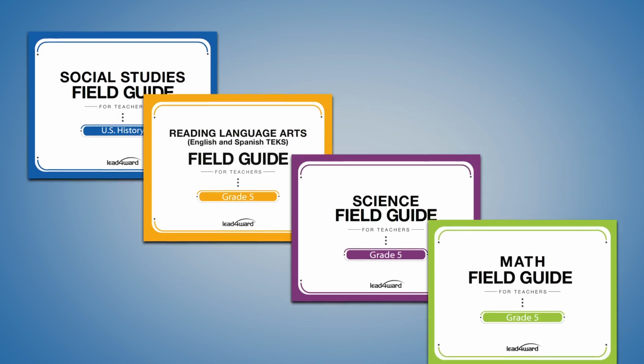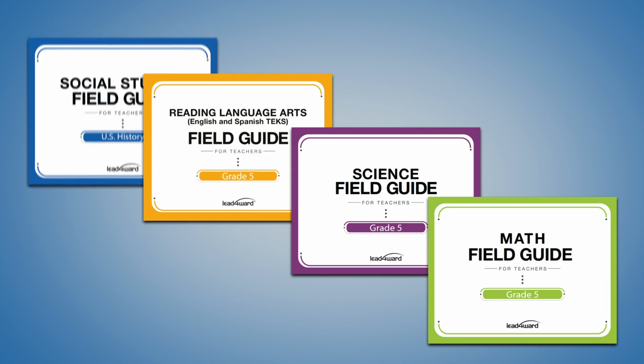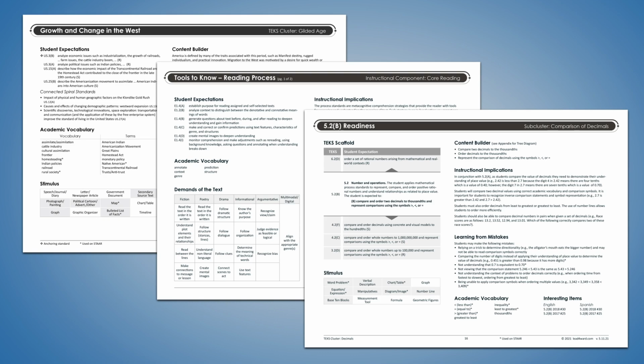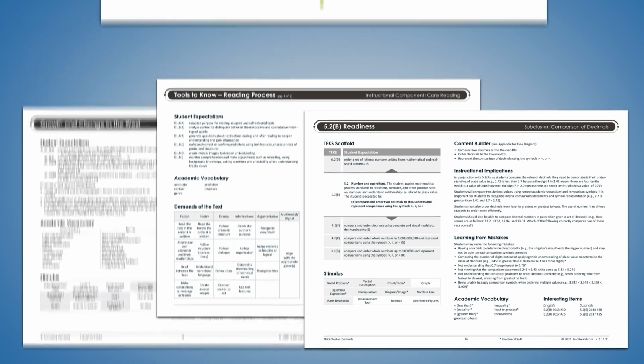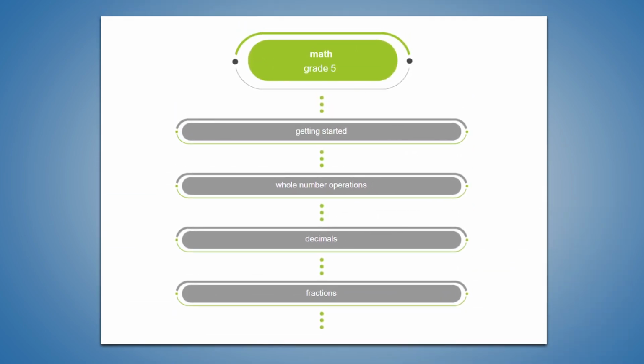We have field guides available for each of the 4 content areas and for every grade level. This includes both the STAR-tested and non-tested grades. Field guides are organized a little differently by content area, and they align closely with our other Lead Forward resources and tools. So let's take a look at a grade 5 math example to highlight some of the field guide features.